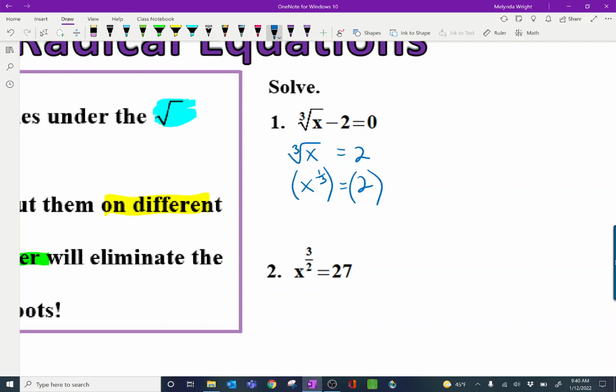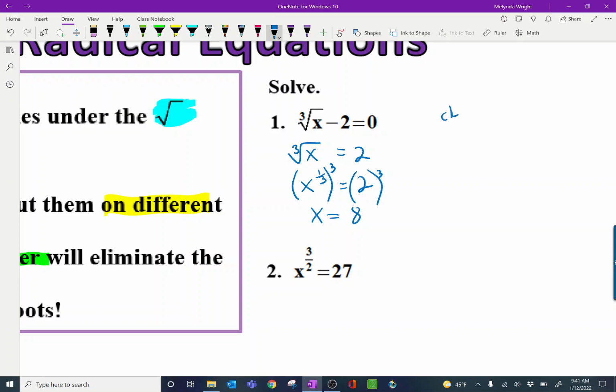So I'd have to ask myself, what would I multiply 1/3 by to get 1? Because I want x to the first power, right? That's what we want. So I would simply raise it to the 3rd power, because we know 3 over 3 is 1. And that would give me x is 2 times 2 is 4, 4 times 2 is 8, x is 8. All right, so that's our answer.